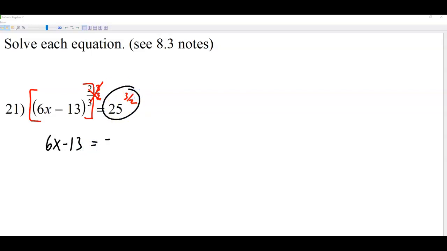This side, we're going to change it into the square root of 25 cubed. Now, the square root of 25 is pretty simple. That's just 5. But don't forget that whenever you have an even root for these particular types of problems, you're going to make a plus and a minus.